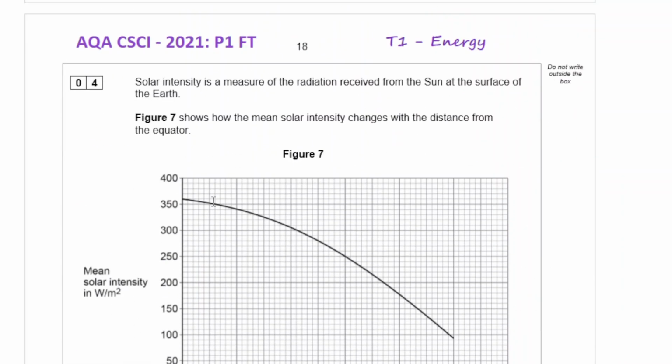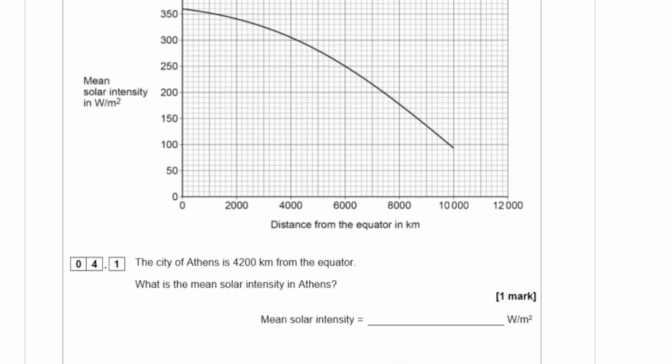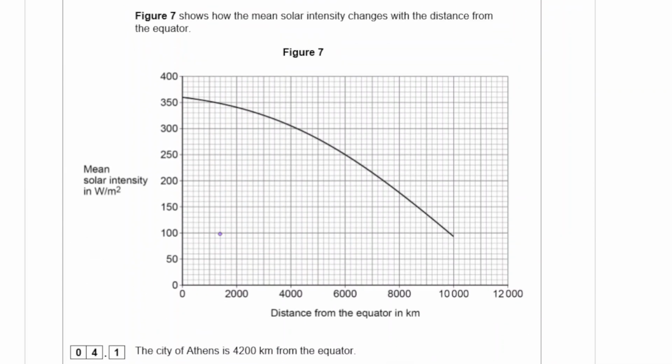Let's have a look at question number 4, which is on the topic of energy. Solar intensity is a measure of the radiation received from the sun at the surface of the earth. Figure 7 shows how the mean solar intensity changes with the distance from the equator. So in this line graph, the distance from the equator in kilometers is starting at 0 and it's going up to 10,000. You can see that the mean solar intensity is starting there.